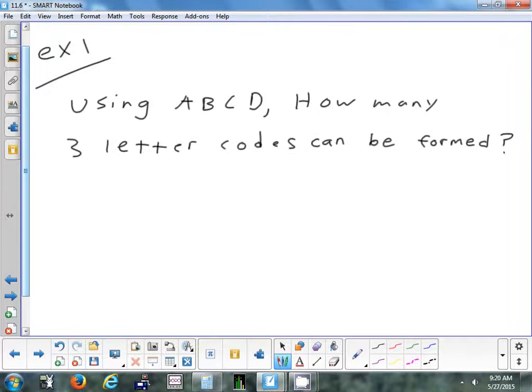All right, let's look at this example. I want to know how many different ways I can arrange the letters A, B, C, D to form 3-letter codes. In other words, you can pick any 3 letters you want at a time to make a password.